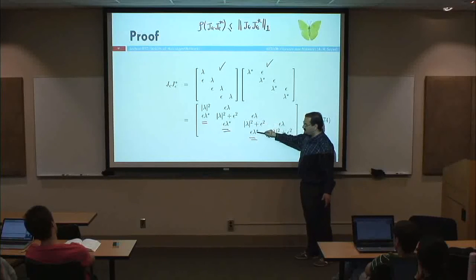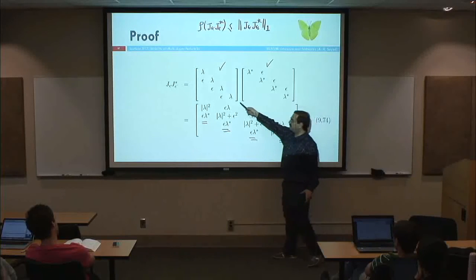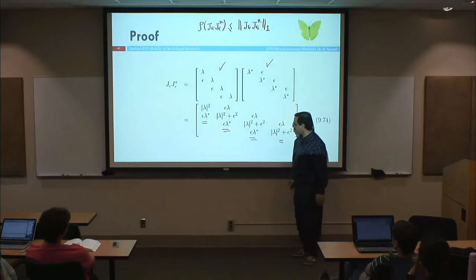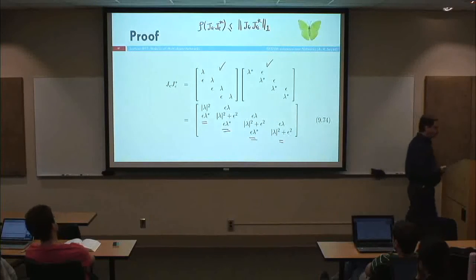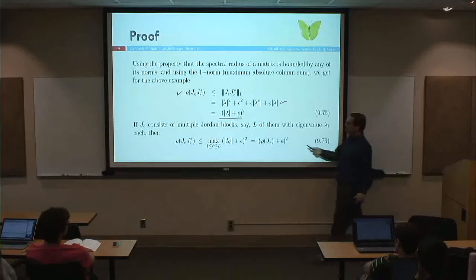Epsilon lambda plus this plus epsilon lambda star, right? This is only for one Jordan block, but that matrix may have many Jordan blocks, right? Okay. So here it is. This is upper bounded by this sum, which is actually nothing but this squared.